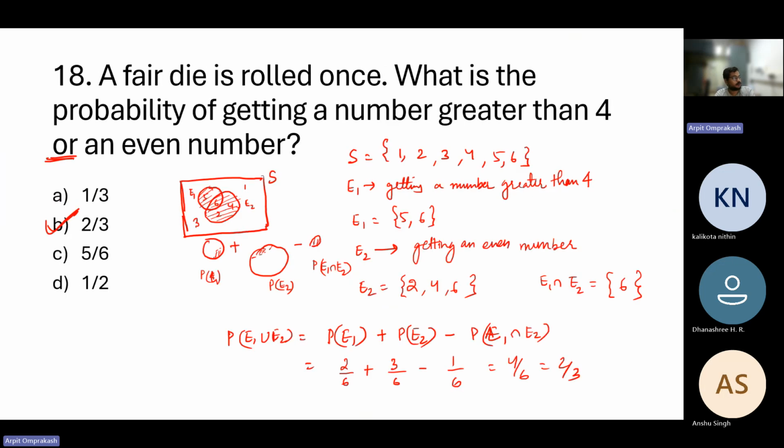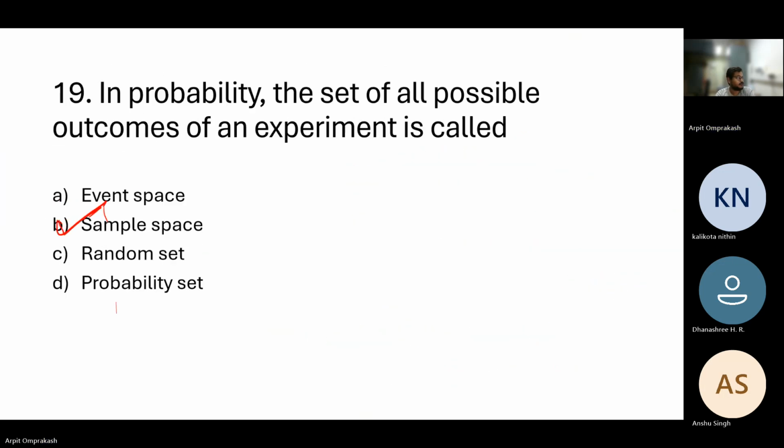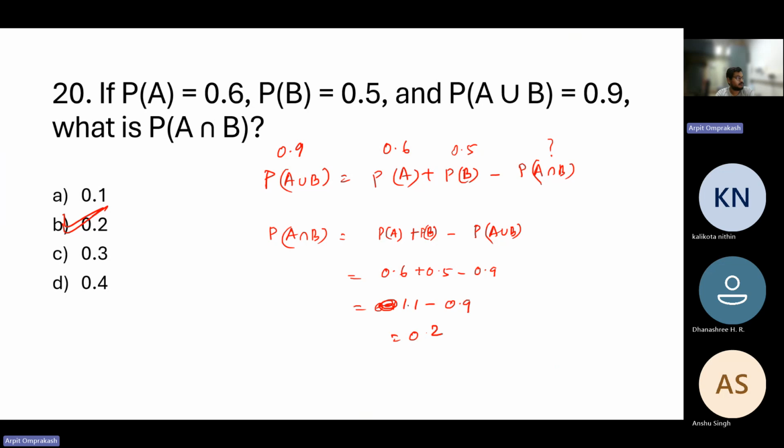Then again a bit about probability, independent events. So take all outcomes.